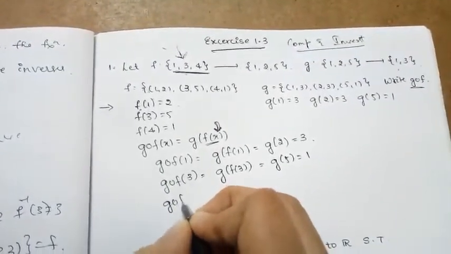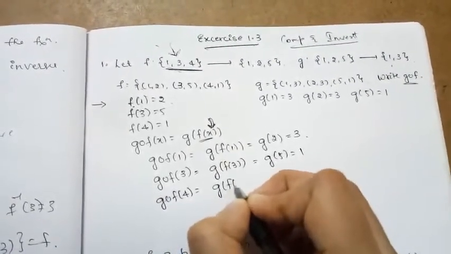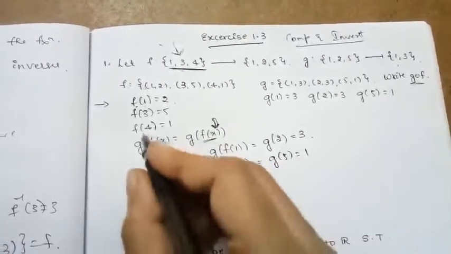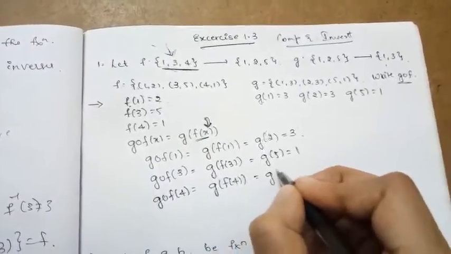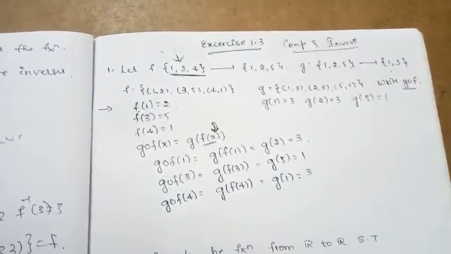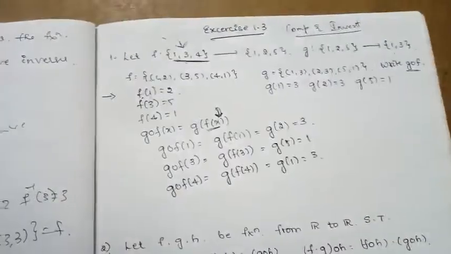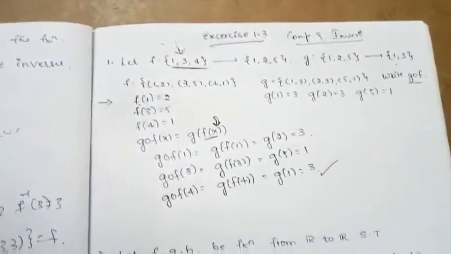Next, gof of 4. gof of 4 is nothing but g of f of 4. What is f of 4? f of 4 is 1. So that is nothing but g of 1. What is g of 1? g of 1 is 3. So gof is nothing but these many values. That's all. This is regarding the first question.